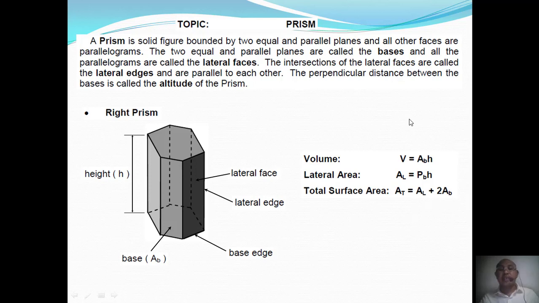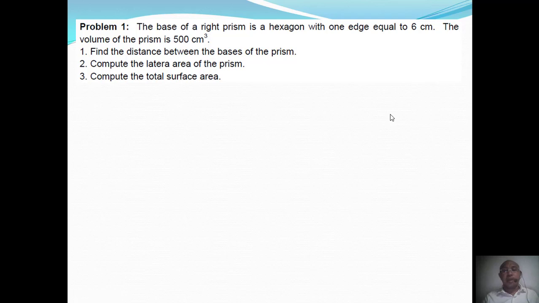So for example, I have here: the base of a right prism is a hexagon with one edge equal to 6 cm. The volume of the prism is 500 cubic centimeters. Number 1, find the distance between the bases of the prism. Number 2, compute the lateral area of the prism. And number 3, compute the total surface area.